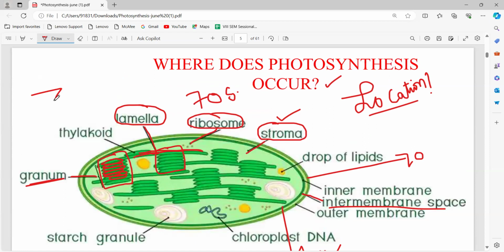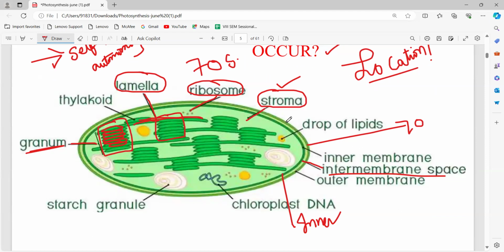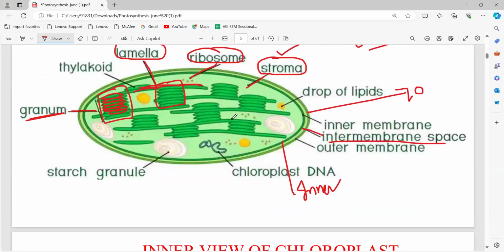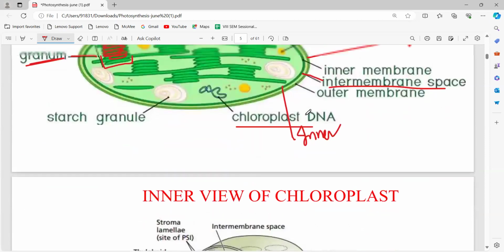We generally say that chloroplast and mitochondria are self-replicating organelles and semi-autonomous organelles, which means that they can synthesize their proteins on their own. Correct? So why can they synthesize their proteins on their own? Because they have a specific DNA.